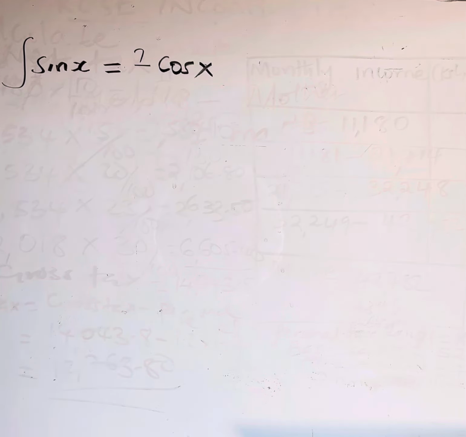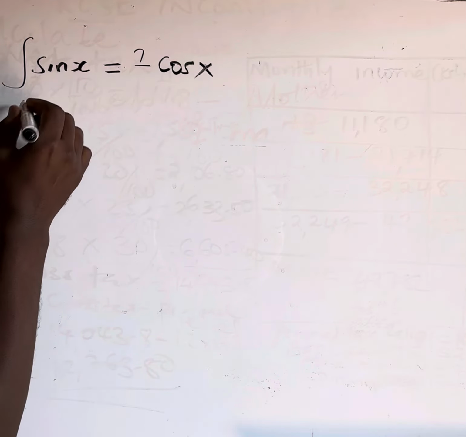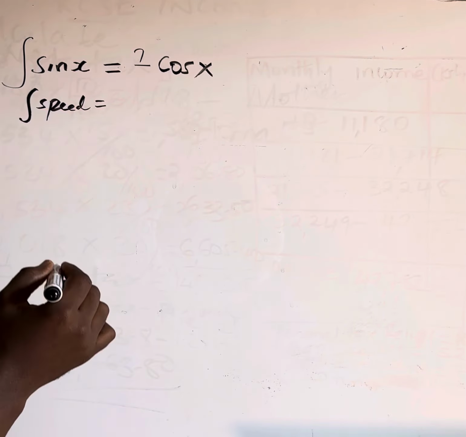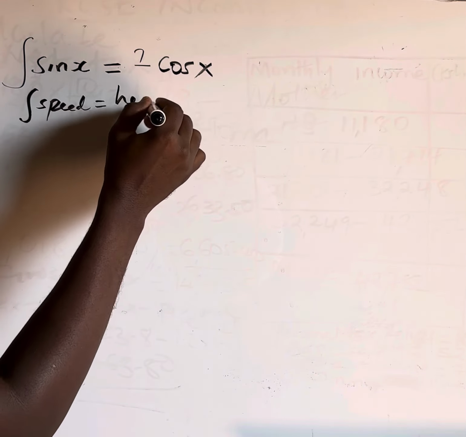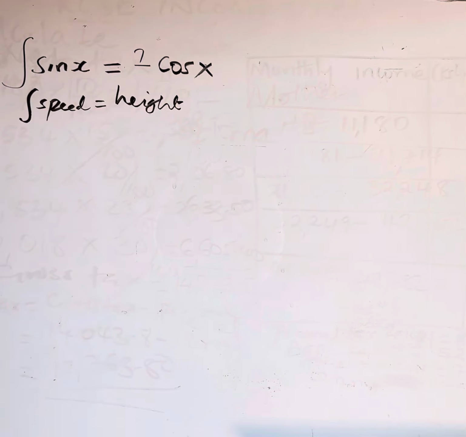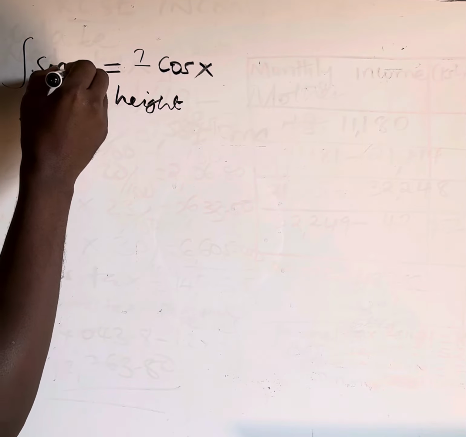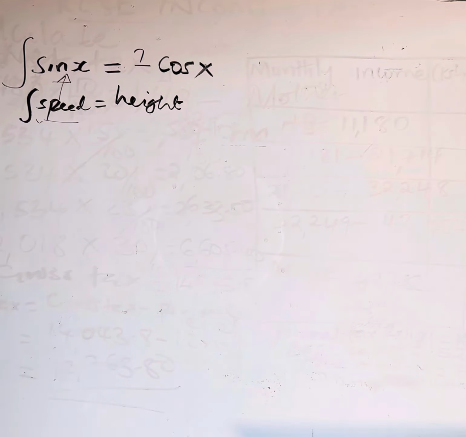Okay, so from basic calculus, you know that to integrate speed, you get height, distance, or displacement sometimes. Now in this case, the speed is sin x and the height is cos x.